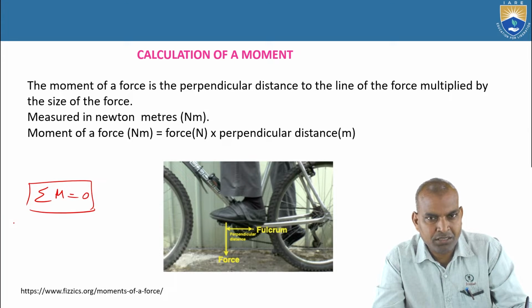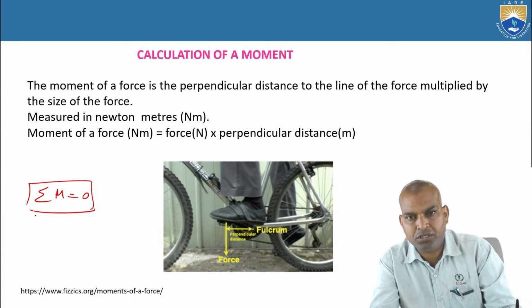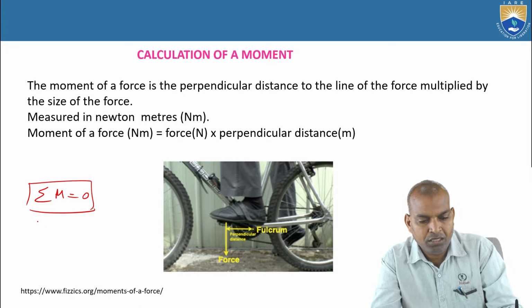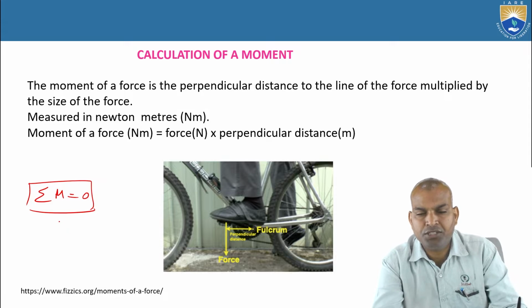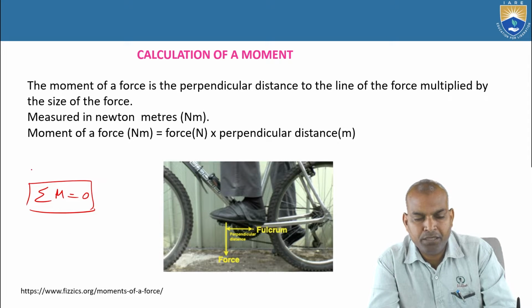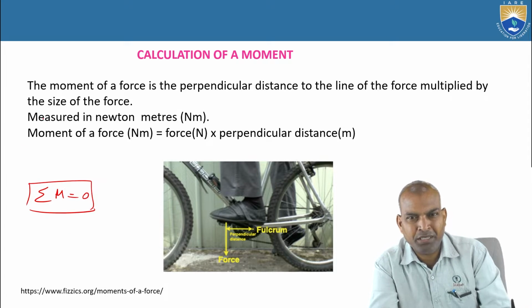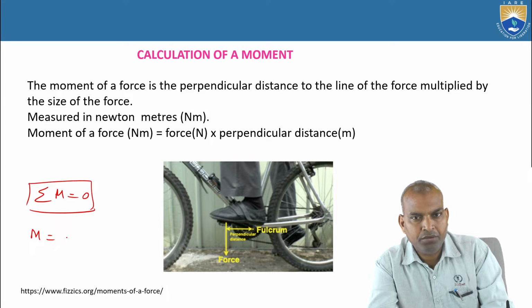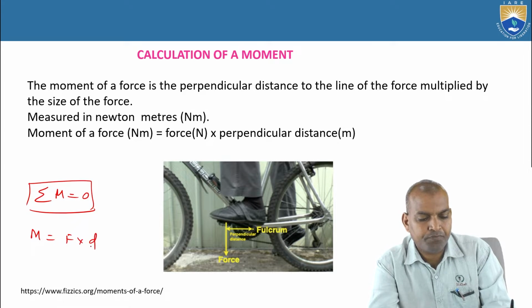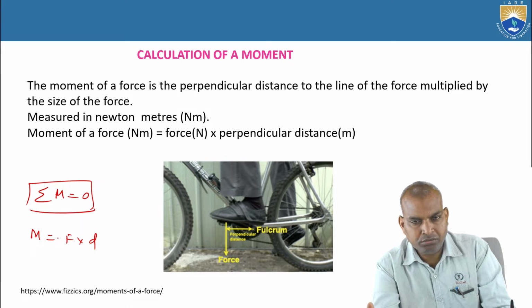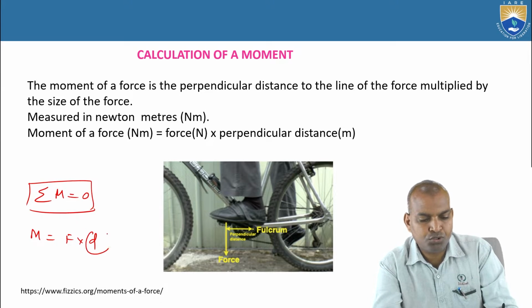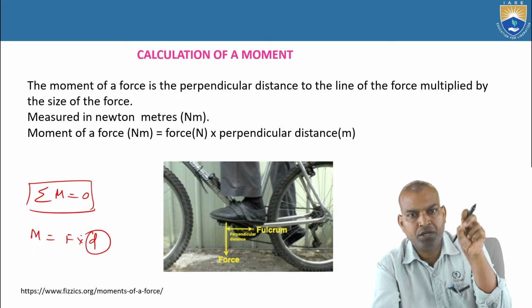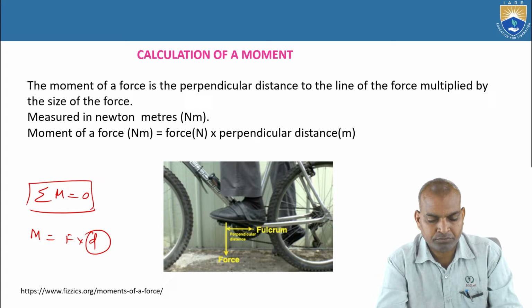So the moment of a force is the perpendicular distance to the line of action of the force multiplied by the size of the force. The meaning is that moment M equals force times distance, where F is the force, the action of the force, and D should be the perpendicular distance to the point about which we are going to find the moment.